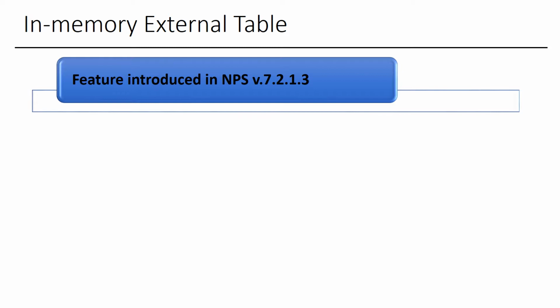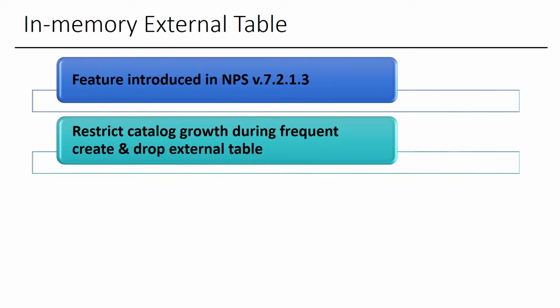To overcome all these catalog related problems, the in-memory external table feature was introduced in Netezza version 7.2.1.3. This feature helps to reduce catalog impact when users create and drop a large number of external tables on a very frequent basis, or when users perform frequent bulk insert or load using client drivers such as ODBC, JDBC, etc.